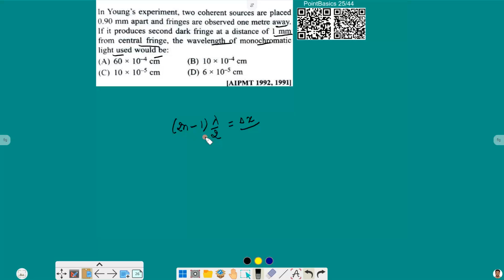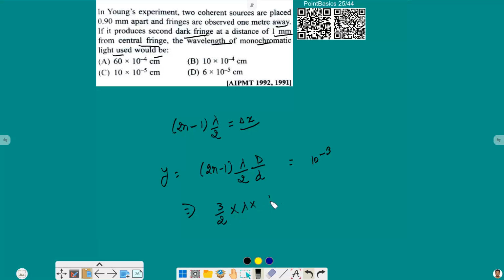Just multiply it by capital D by small d. So we can say here y will be equal to (2n minus 1) into lambda by 2 into capital D by small d, and this is given equal to 1 millimeter. So that is basically 10 raised to the power minus 3. Now substitute the values. So here we have second dark fringe, so n is going to be 2, so 2 into 2 minus 1, that is 3. 3 by 2 into lambda we have to calculate.